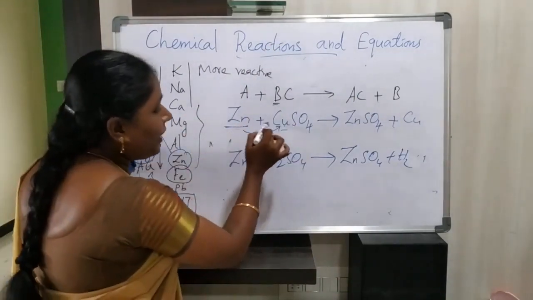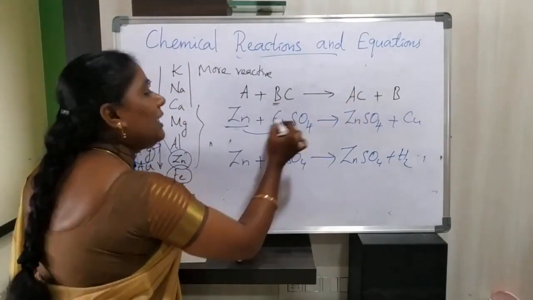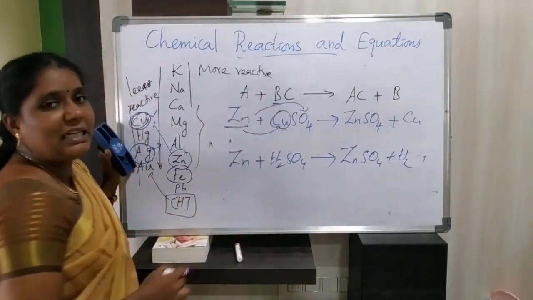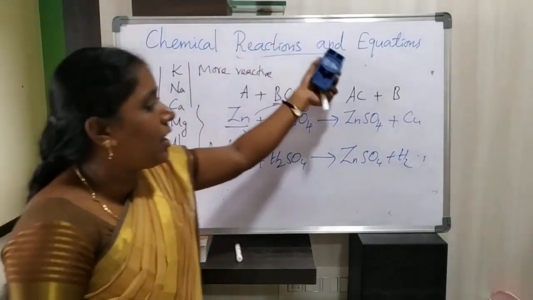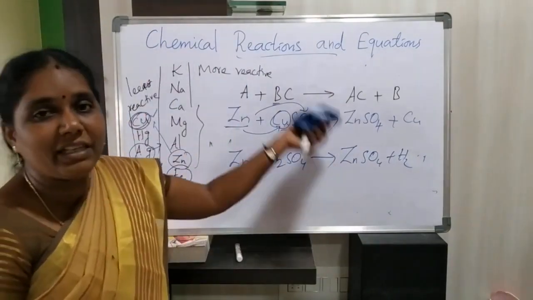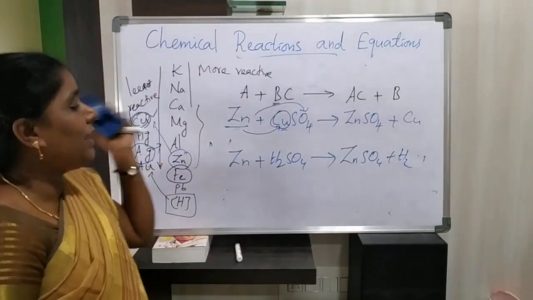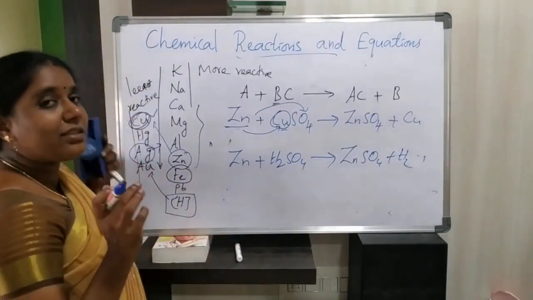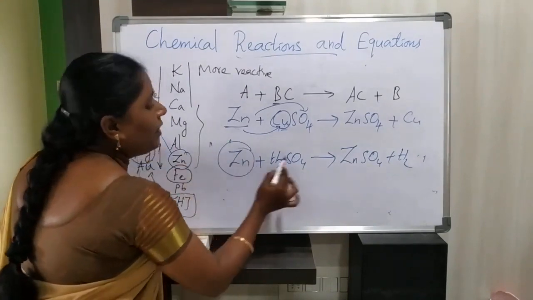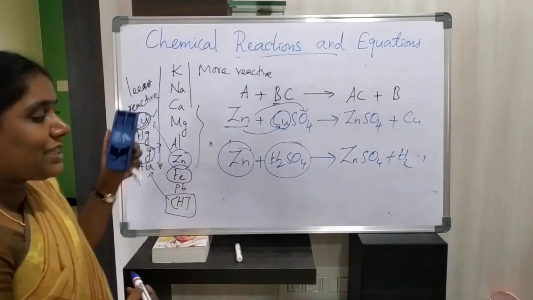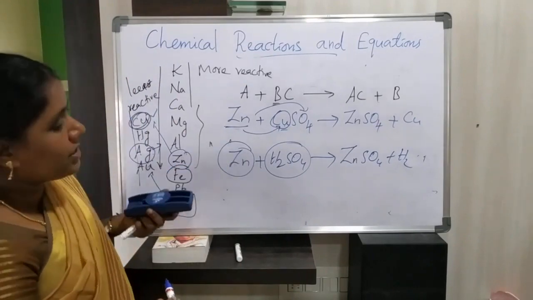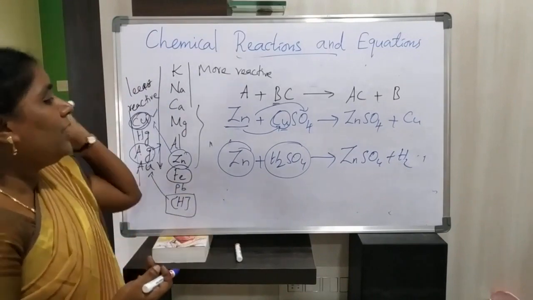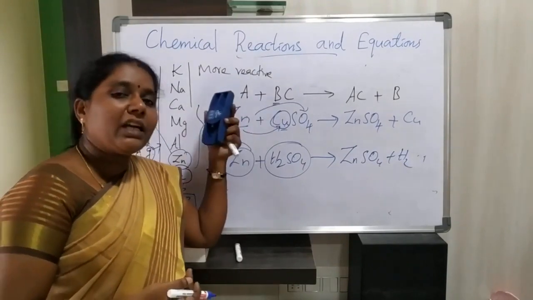See here, we are taking zinc and copper sulfate, but we are getting zinc sulfate and copper. So one element takes the place of the other element, isn't it? What's the name of this type of reaction? These are called displacement reactions, otherwise called single displacement reactions. This reaction takes place between one element and one salt solution. Mostly this kind of reaction takes place when one metal is more reactive than another metal.